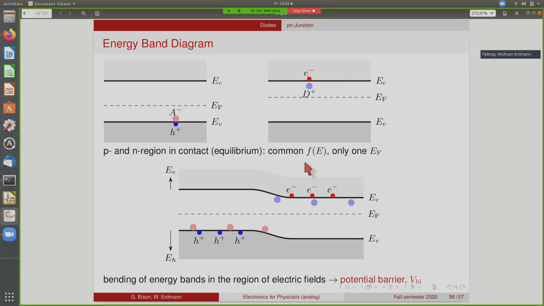And if we bring the two together, they form one common thermodynamic system. So the Fermi level must be the same left and right. And the only way to do this is, of course, to change the value of the conduction band and the valence band. So we have in this region a bending of the energy bands, and this corresponds to the electric field that we have, and it forms a potential barrier for the charge carriers.